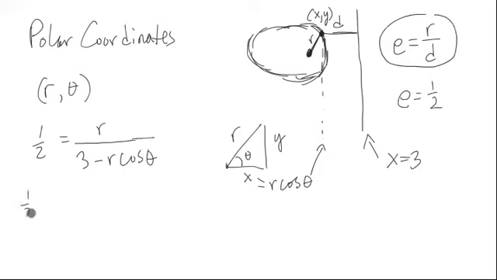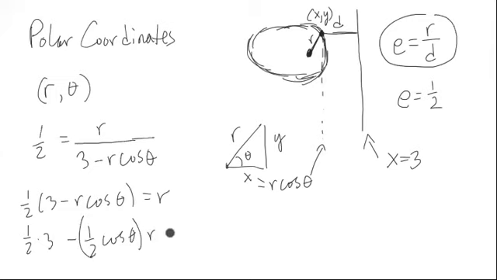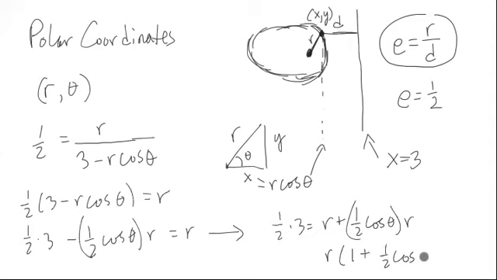So we can multiply: R is equal to 1/2 times 3 minus 1/2 cosine theta, and we have an R still there. Add over to the other side. So we have 1/2 times 3 is equal to R plus 1/2 cosine theta R. And then we can factor out an R, 1 plus 1/2 cosine theta. And then in the end, we end up getting R is equal to 1/2 times 3 all over 1 plus 1/2 cosine theta.